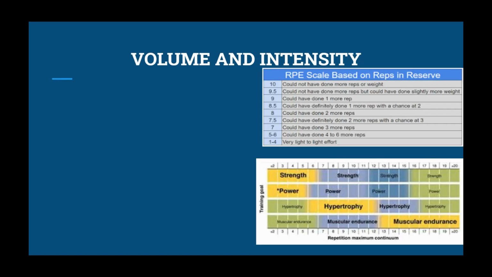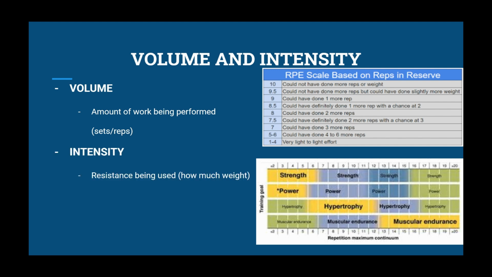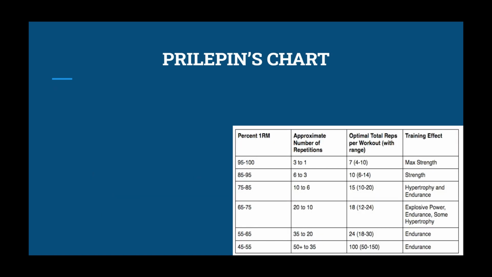Now, volume and intensity selection. Volume is the amount of work being performed. Think of volume as sets and reps. Intensity is the resistance being used. So how much weight they're lifting in that given set or rep or session overall. Typically, this is a percentage of maximum, but we can also use RPE and RIR.